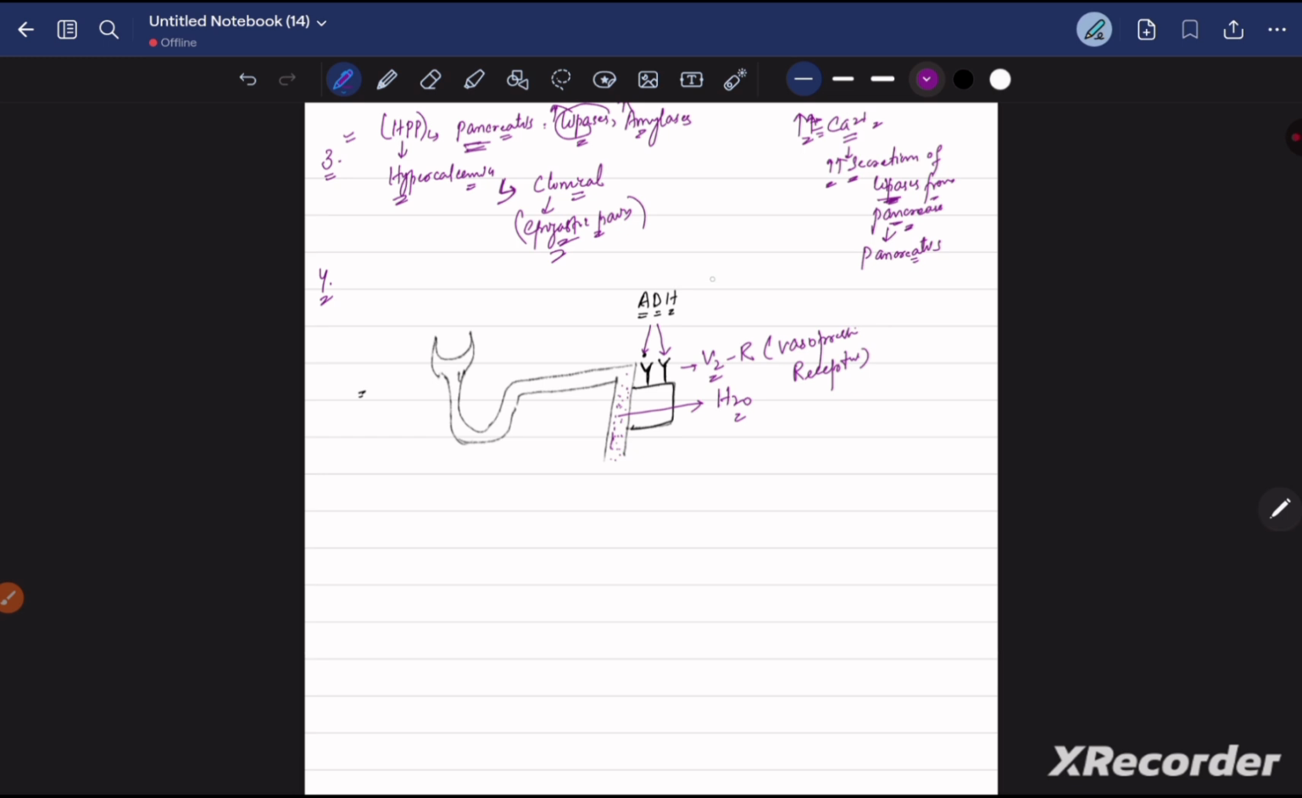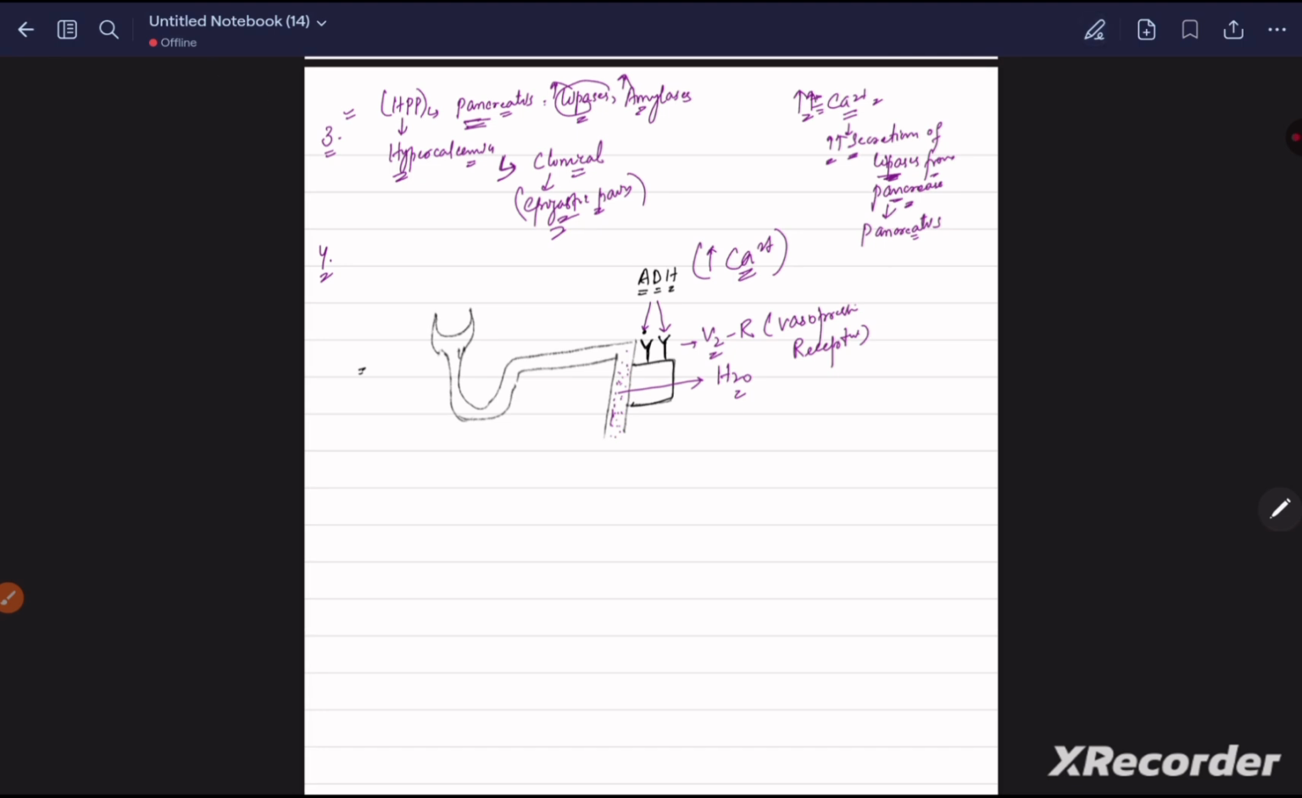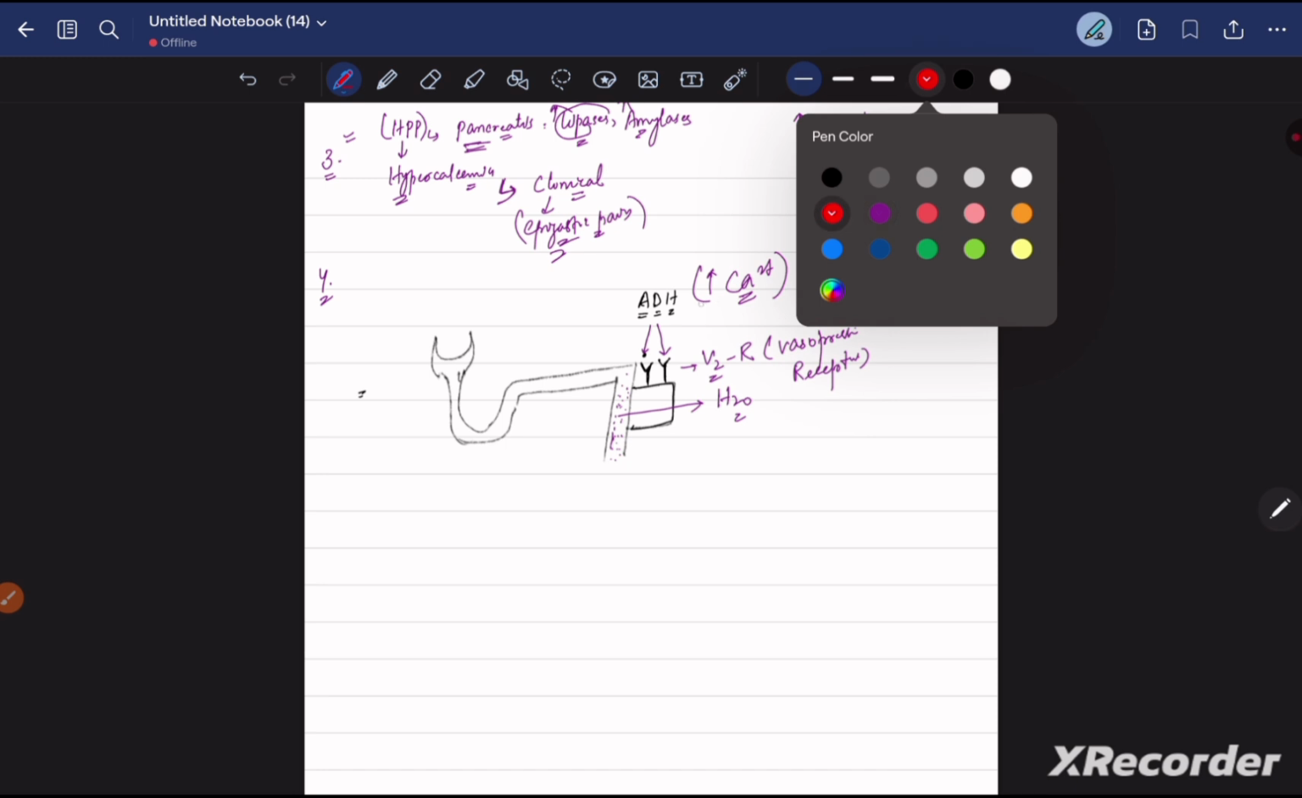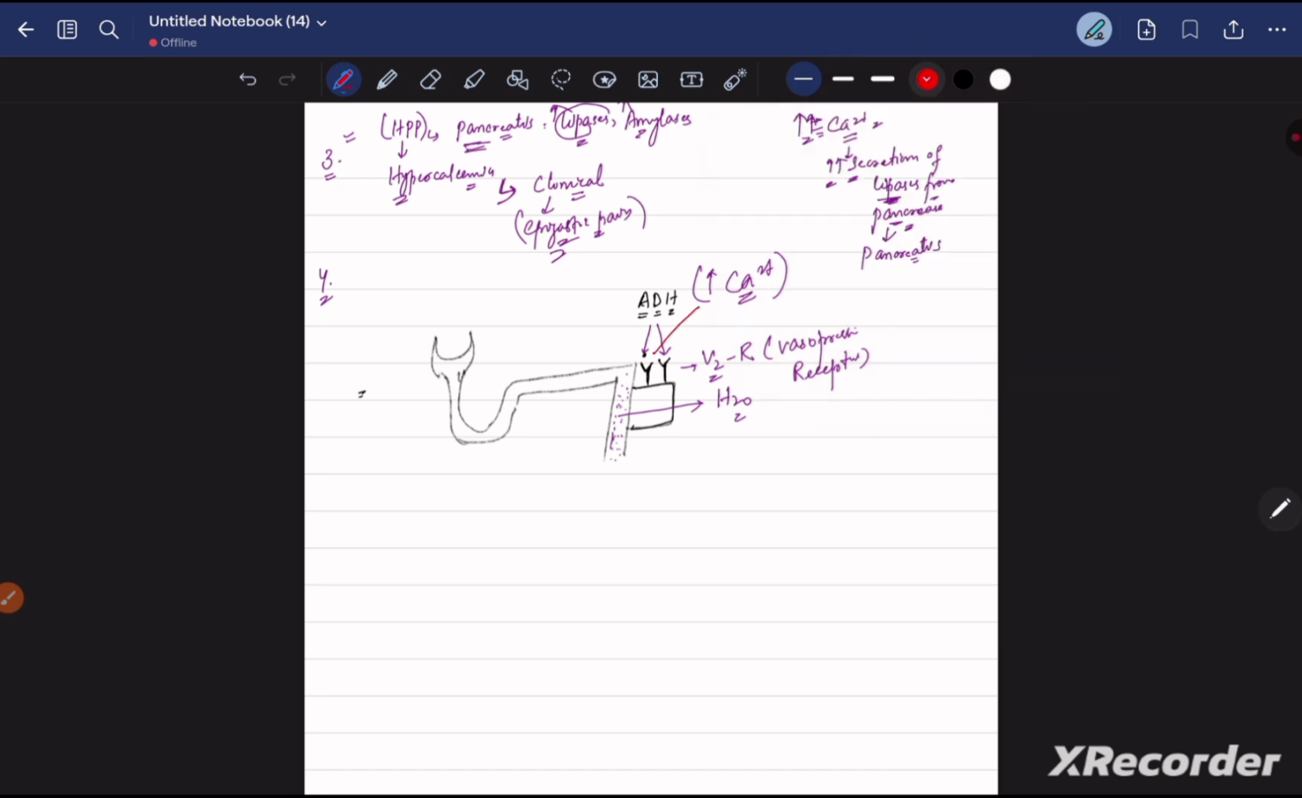Now whenever there is a hypercalcemic condition, calcium will compete with the ADH, and instead of ADH, there will be the binding of calcium. Thus calcium will replace the ADH and bind to these V2 receptors. When it binds to these V2 receptors, what will happen? It will not lead to the reabsorption of water. What does this mean? The urine will become more diluted. Water will not be reabsorbed, then the volume of urine will increase.